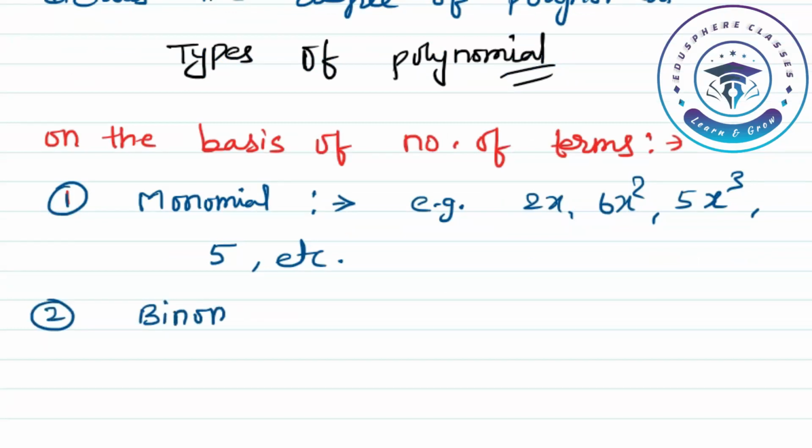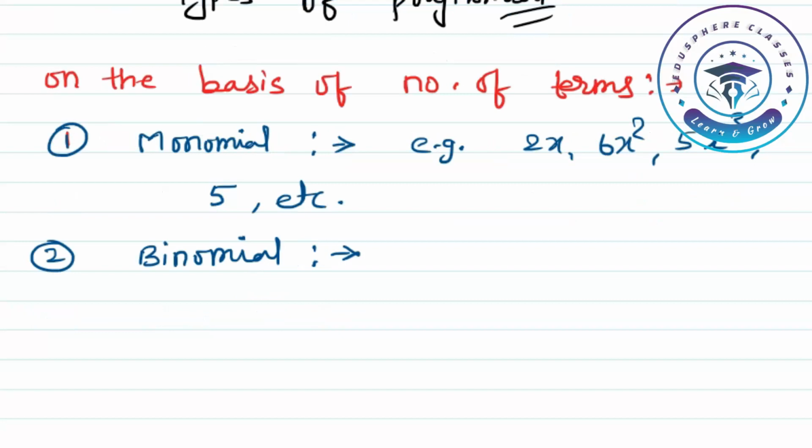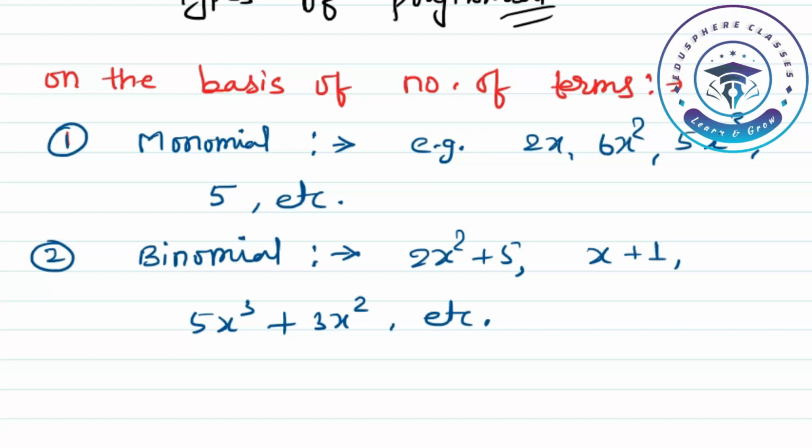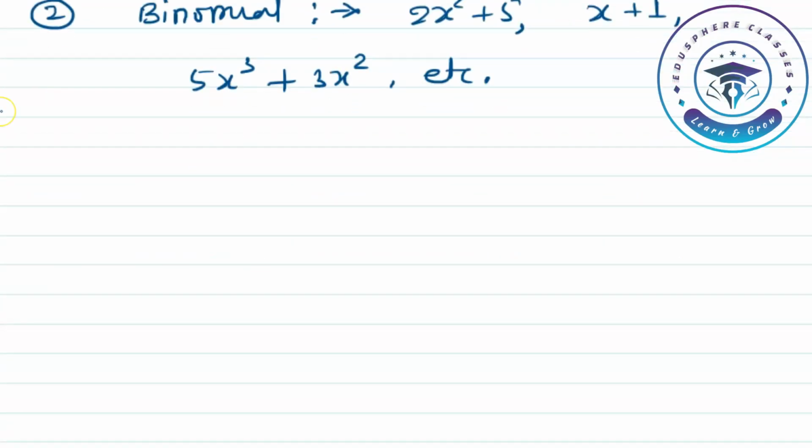Then number two, binomial. Binomial means containing two terms, a polynomial with two unlike terms. If two like terms are there, then they can be added to get a monomial. So we can say 2x square plus 5x plus 1, 5x cube plus 3x square. So these are binomials.